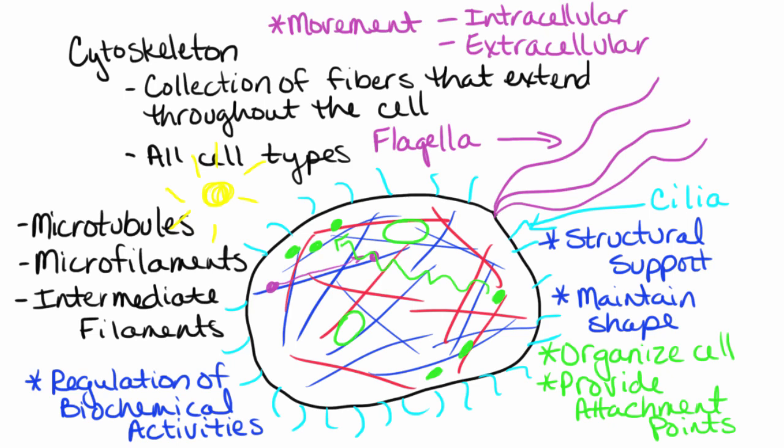So just to emphasize again, the cytoskeleton is a collection of fibers. These fibers come in different sizes. They're made of different types of proteins. They extend throughout the inside of the cell, and then in some cases, they actually project from the cell. So that would be our flagella and our cilia. And overall, the cytoskeleton is going to be something that you're going to find in pretty much all cells, and that's both prokaryotic cells and also eukaryotic cells.